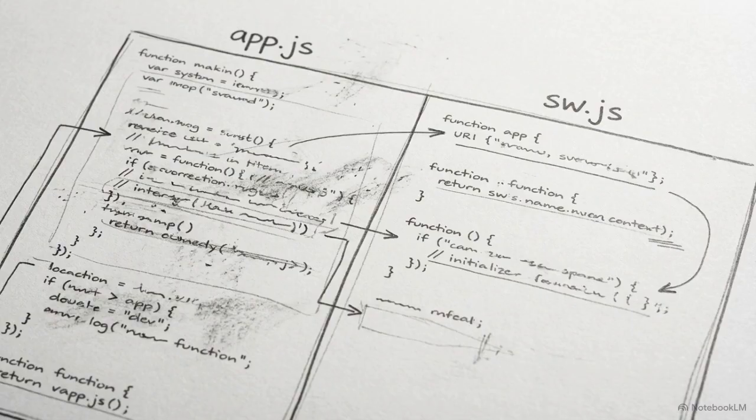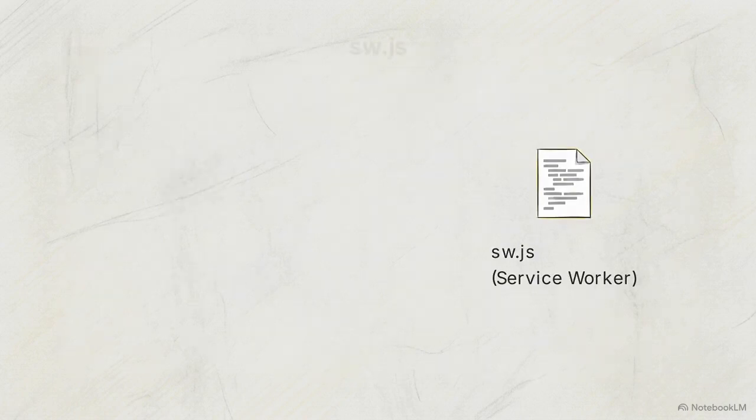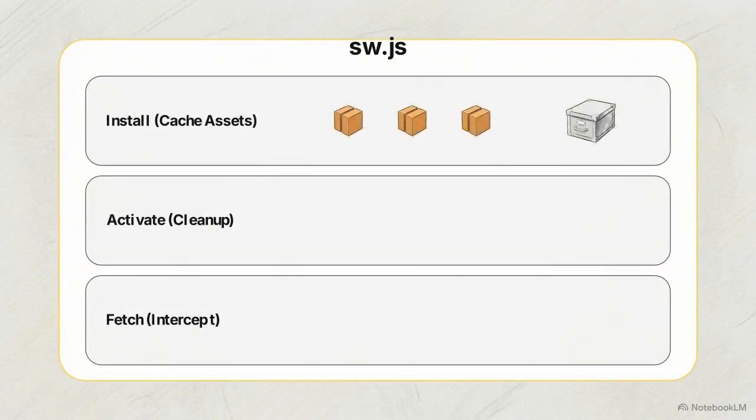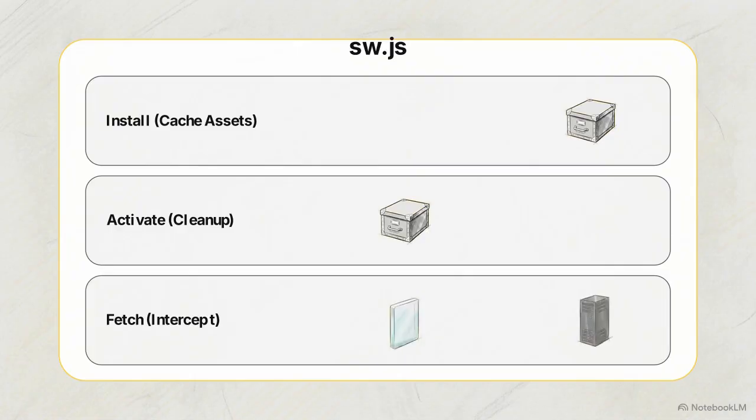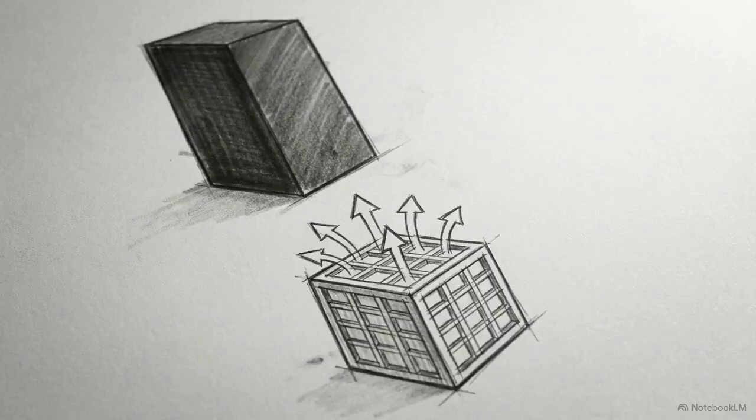Setting this up requires splitting the application code. Developers register the worker in the main application file, but place the actual proxy logic inside a dedicated, isolated file. Inside that file, they establish 3 specific event listeners: one to cache the core assets, one to clean up old caches, and one to intercept network traffic. Within the interception block, the event.respondWith method allows a developer to programmatically overwrite the browser's default network behavior. Instead of letting the browser fail when a server is unreachable, the script provides its own response.